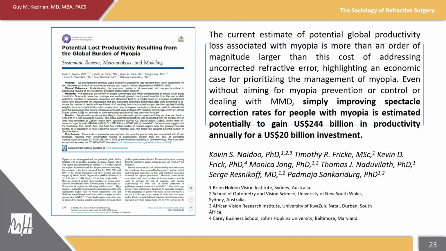It was published in Ophthalmology in 2018. This article not only looked at the burden of lost productivity caused by untreated myopia, it also asked the question, how much would it cost to provide glasses to correct it? The answer was only $20 billion. A 10-to-1 return on financial investment is very attractive and speaks well for our future and our opportunity to address refractive errors.